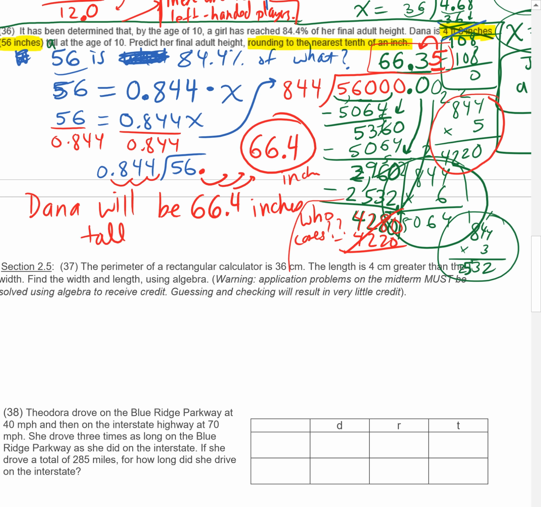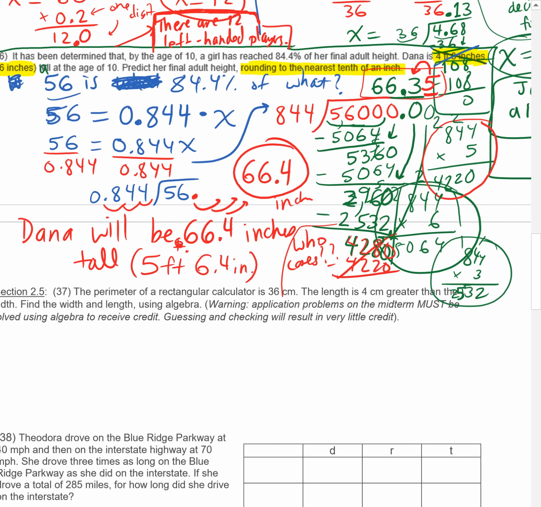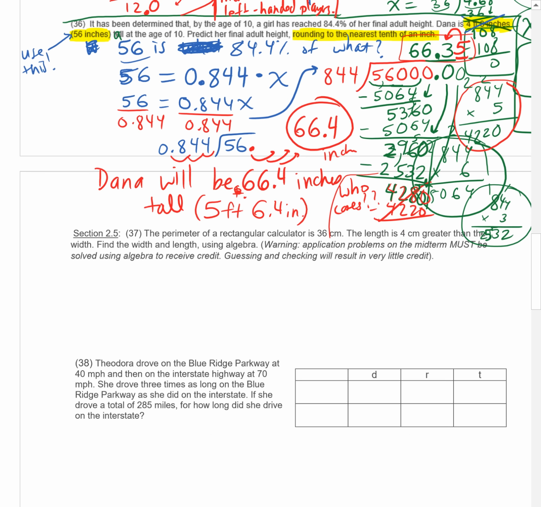And if you want to know how tall that is in feet and inches, well, how many inches are in a foot? There's 12 inches in a foot. So you have to think, how many feet can I get out of these 66.4 inches? 12 into 66 goes in 5 times, because 5 times 12 is 60. There's 6.4 inches left over after that. That's pretty tall, right? For a girl, I think that's definitely taller than average. 5 feet, 6.4 inches.